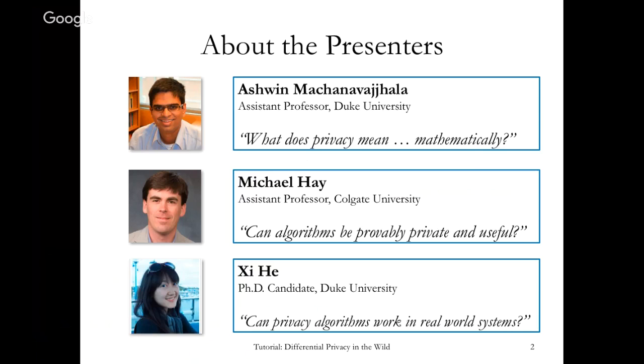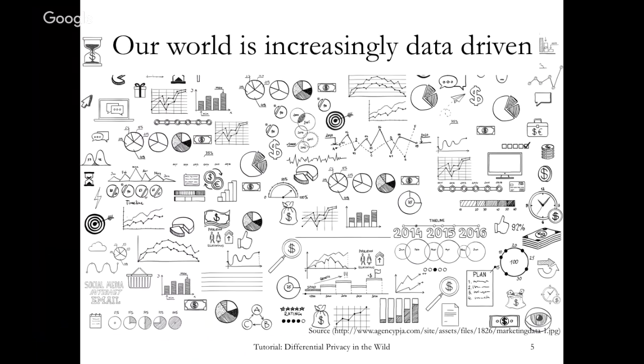To introduce us, I wrote down one sentence about what keeps us awake at night. The question that keeps me awake at night is, what does privacy mean mathematically? And we'll talk a lot about how to formalize privacy using mathematical privacy definitions. Michael has done a lot of work on differential privacy, but more about algorithm design and how you make these privacy algorithms useful. And a lot of Shi He's work is about whether privacy algorithms can actually work in real systems. Okay, all right. So let's dive in.